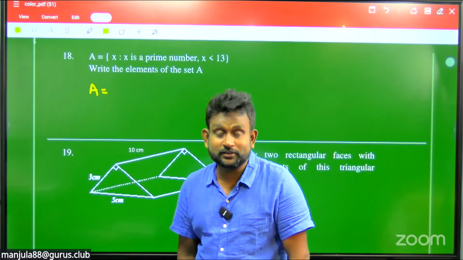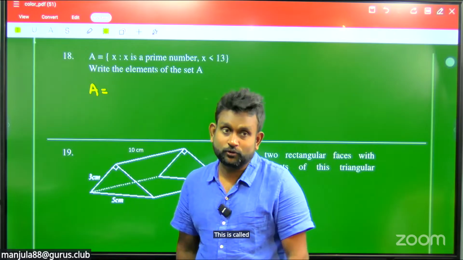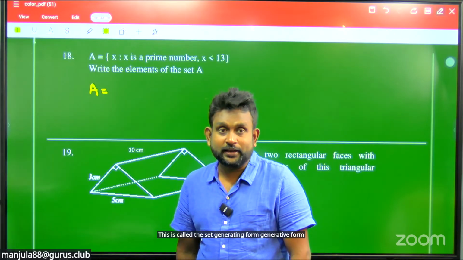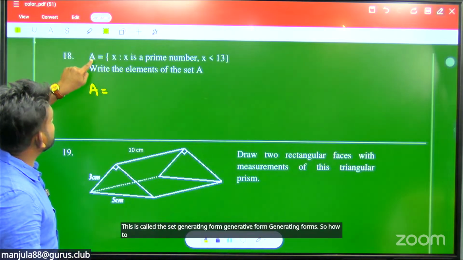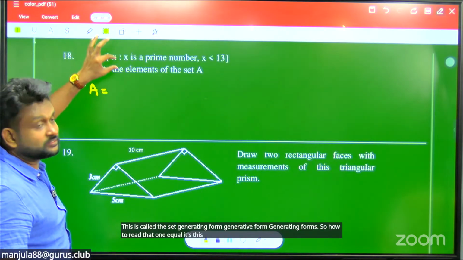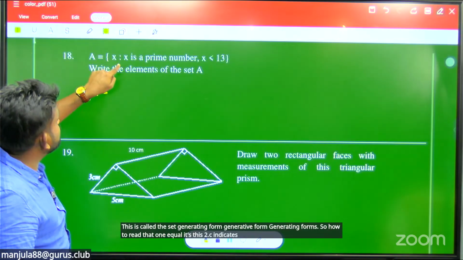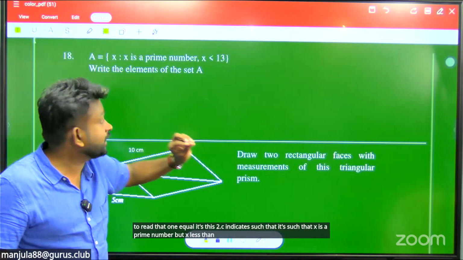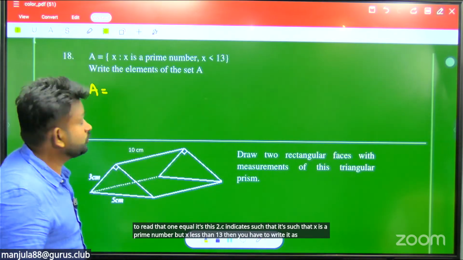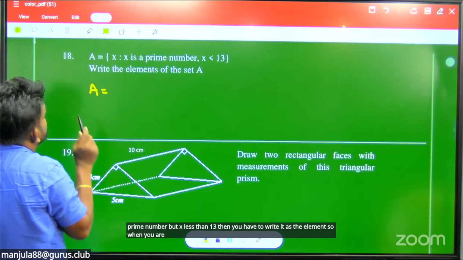This is called the set generative form. Right, generating forms. So how to read that one? Equal x, these two dots indicate such that x is a prime number but x less than 13. Then you have to write it as the elements. So when you are writing the elements, equal should be used.